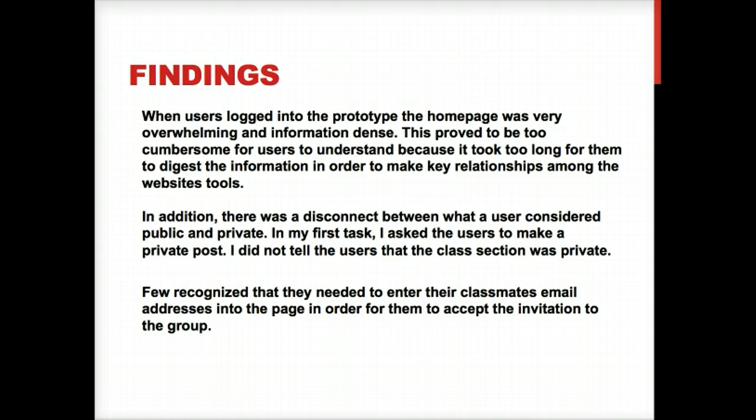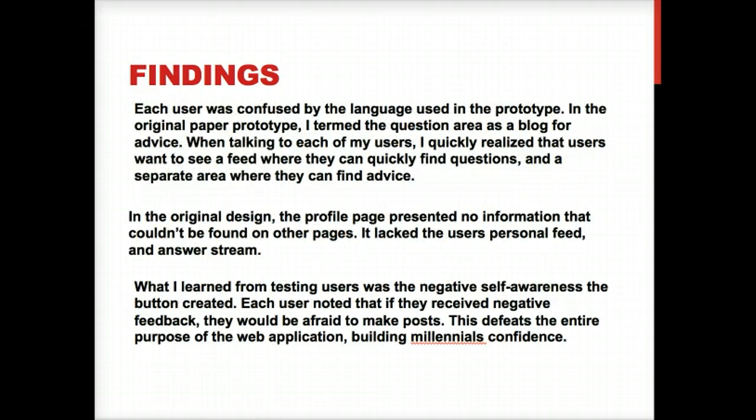In addition, there was a disconnect between what a user considered public and private. A key thing of my website is that you can create private classes, and if a user doesn't know that a class is private, then they're going to make the mistake of making a post publicly. They have that disconnect with that key function of having the option of making classes private. Another issue was that when people were trying to create classes, they were entering their own email when my idea was that they'd enter their classmates' emails, and that's a lack of instructions and of providing users direction in what they have to do.